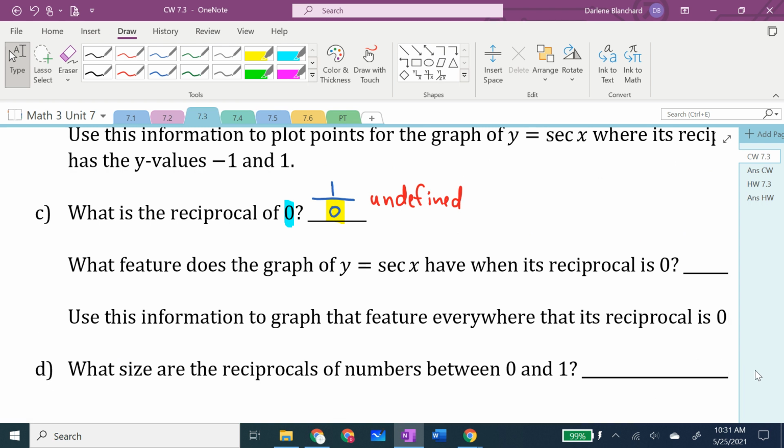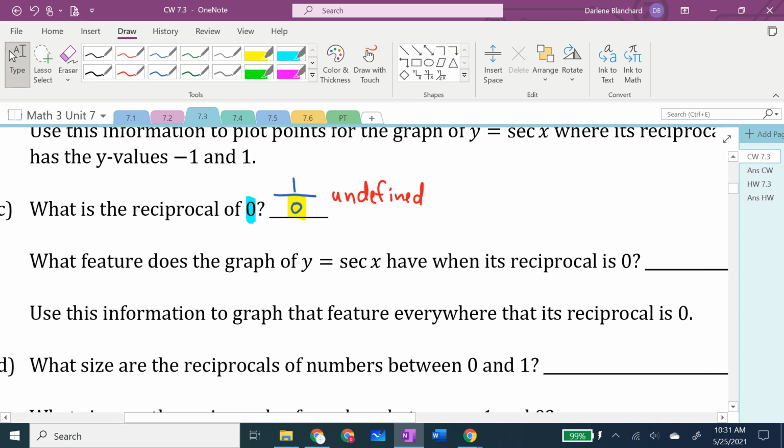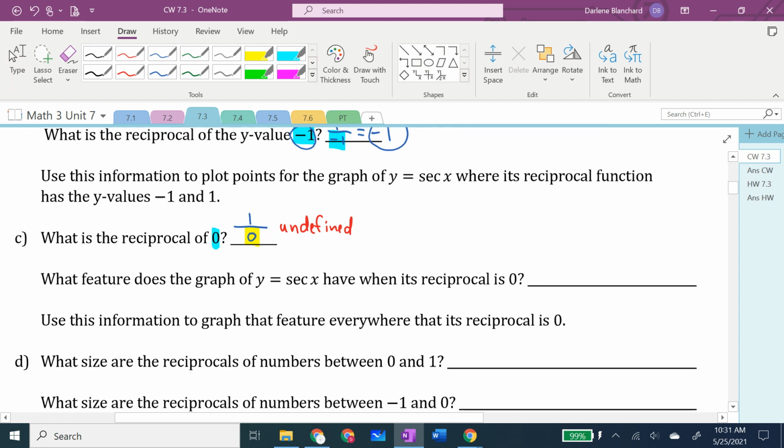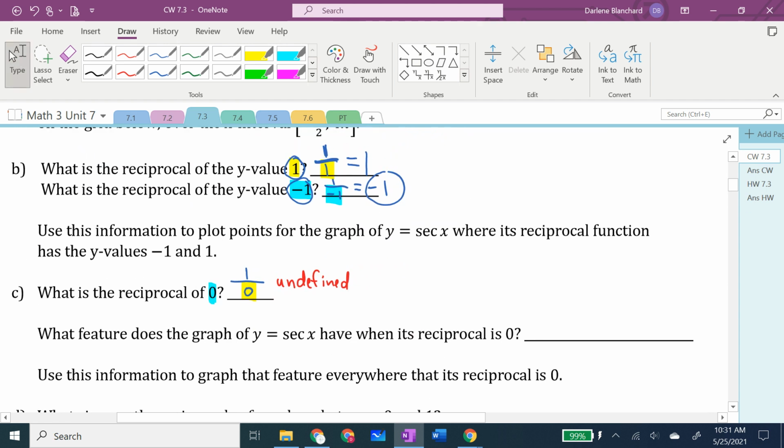secant x has vertical asymptotes when its reciprocal is 0. So the question, what feature does the graph of y equals secant x have when its reciprocal is 0? And that would be it has vertical asymptotes. So now use this information to graph that feature, vertical asymptotes, everywhere that your cosine function is 0.